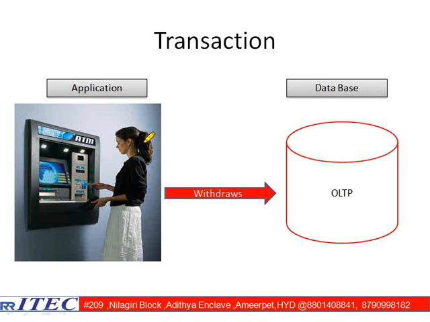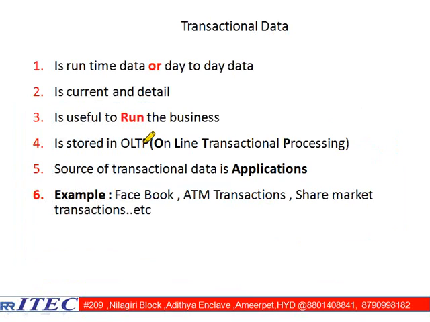Some connectivity we are using over there. It may be ODBC connectivity, or JDBC connectivity, or JNDI connectivity. These are the connectivities we are using, and we are moving data from application to database. So this data is stored in the database. The database is known as OLTP. OLTP stands for online transaction processing.